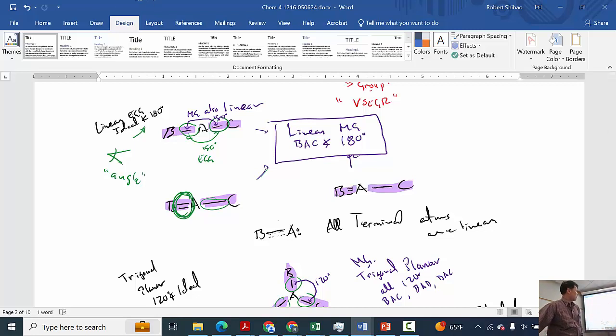We could also have a triple bond. If we have a triple bond, the triple bond is going to be the shortest and the strongest. Single bonds are weaker. And so if we look at this triple bond, the EGG will be linear. We have two groups, triple bond and single bond. And the MG will follow the same pattern, triple bond and single bond.